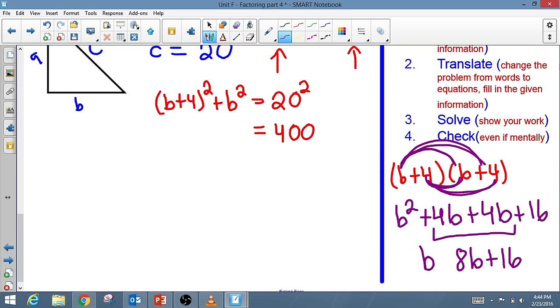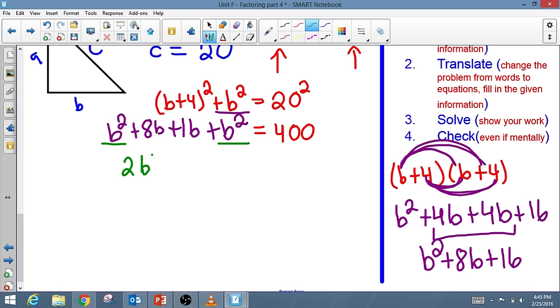And on this side we will have the b squared. So that's going to come back up here. We have b squared plus 8b plus 16. Need to make sure and bring this b squared down. Now we can combine the like terms that we see. So I see 2 b squareds. So those will combine to 2b squared plus 8b plus 16. And that will equal 400.